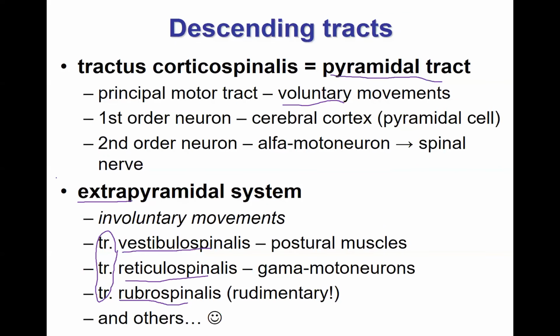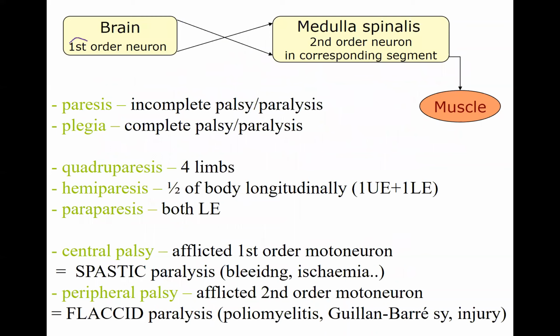The pyramidal tract has 2 neurons. One is in the cerebral cortex in area 4. The second is the alpha motor neuron in the spinal cord, in the anterior horn. This is what you know. So the first order neuron is in area 4. The second order neuron is the alpha motor neuron in the anterior horn. And it's decussated at the level of C1. That's the decussation of the pyramidal tract.